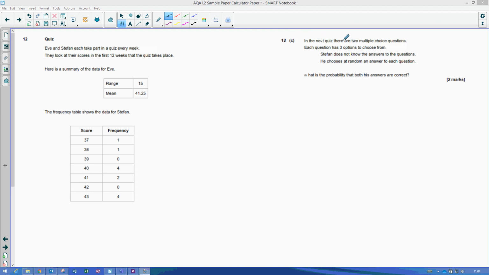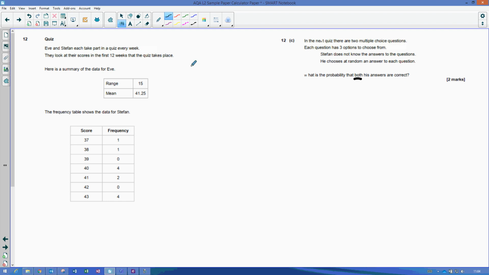In the next quiz, there are 2 multiple choice questions. Each question has 3 options to choose from. Stefan does not know the answers to the questions. He chooses at random an answer to each question. What is the probability that both his answers are correct?